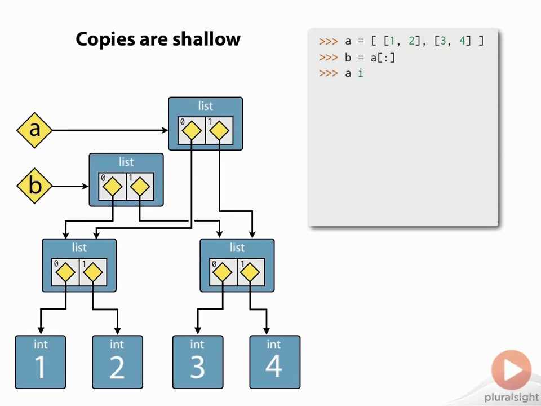We can confirm that the lists are distinct objects by testing with A is B, which returns false. They do, however, contain equivalent values, which we can test with A equals B, which returns true. Not only are the elements at A0 and B0 equivalent, they actually refer to the same inner list object.